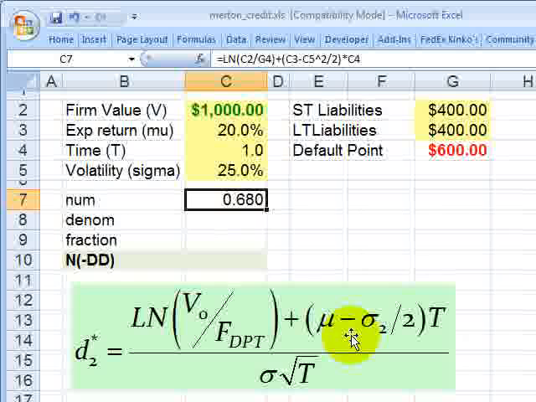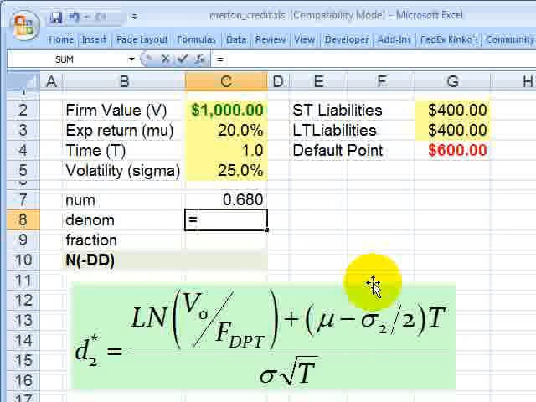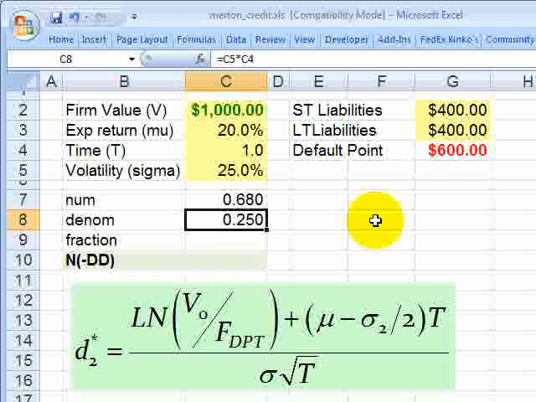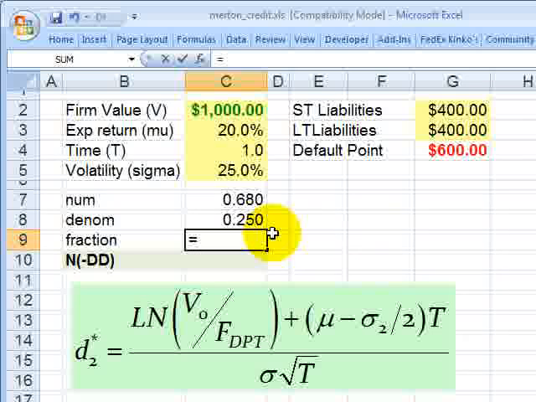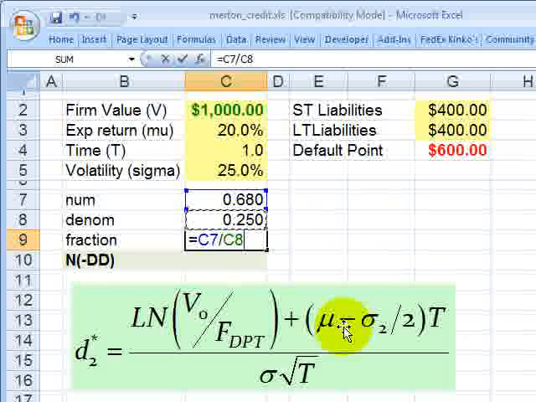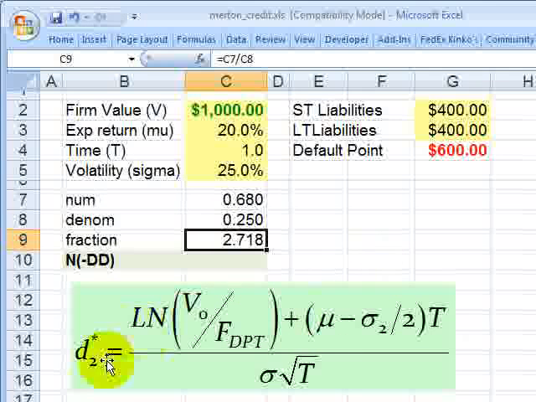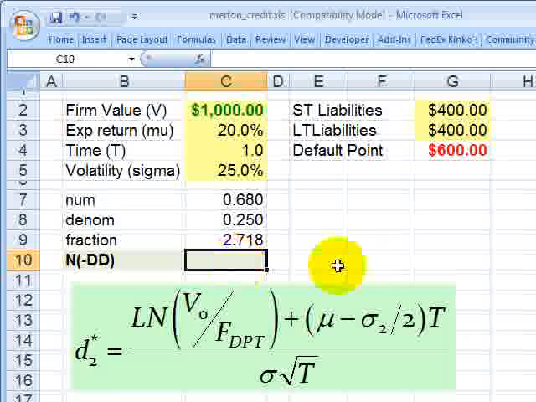So that's the cushion that we expect, the difference between the firm's value and the expected value in the future and the default point. And then the denominator is going to be the volatility multiplied by the number of periods. So that's going to be 25%. And then I'm going to divide that numerator by the denominator in order really to convert the 68% to standard normal units. And that tells me that D2, or really my distance to default, is 2.72 standard deviations.